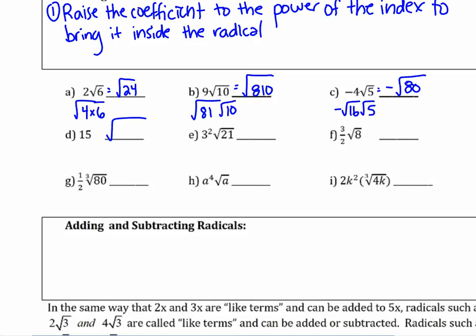Okay, bringing 15 inside a square root. What's 15 squared? 225. So just 225. I don't know if it's written this way. This is 9 root 21. Okay, why don't you try that one by yourself? Write it as an entire radical.